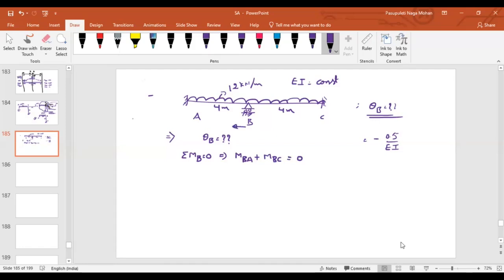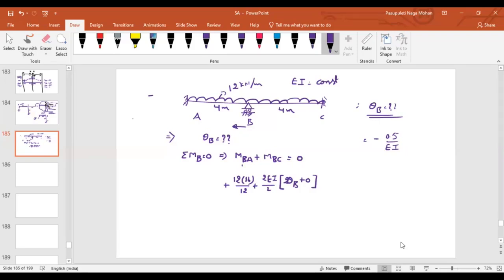WL square by 12, clockwise. So plus W is 12, 12 into 4 square, 16 by 12, plus 2EI by L times 2 theta A plus theta B. What is the near end rotation? Theta B. What is theta A? It is a fixed support, so 0. There is no sinking of supports, nothing.